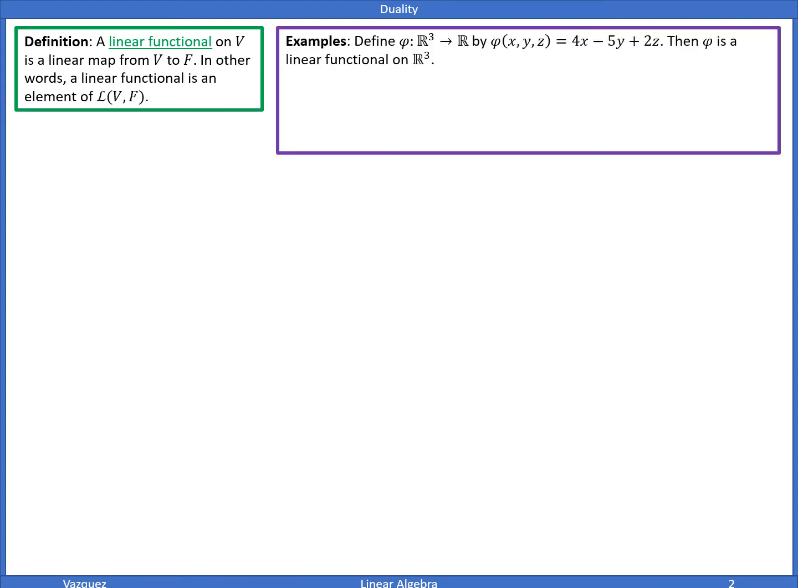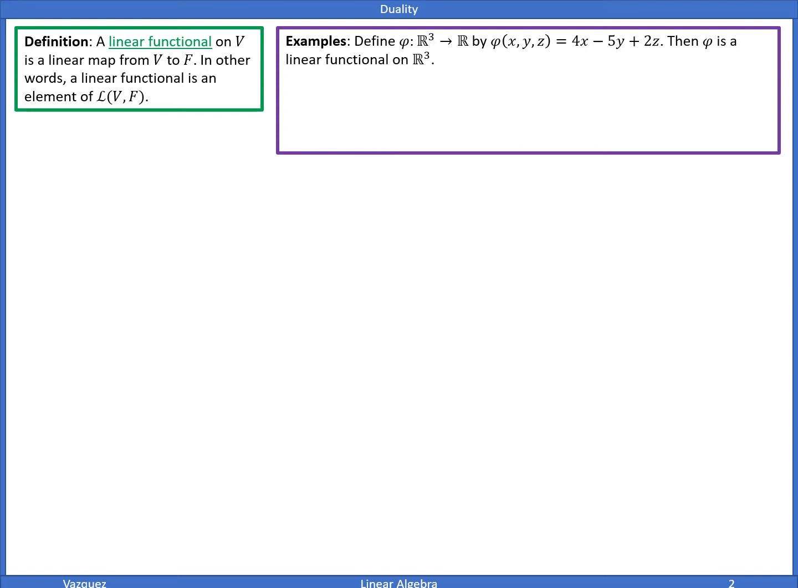So an example, from R3 to R, this is a linear functional. Now how is it defined? It's defined like this: x, y, z, whatever numbers you plug in there, x, y, z from R3, right? That's an element of R3. You just plug those numbers into x, y, and z, and it should give you a real number, right? So if x is 2, y is 2, z is 2, it'll be 4 times 2, which is 8, minus 10 plus 4, which is 2. So that's how we get that. It spit out a value, right? The range are the numbers, in this case, the real numbers.